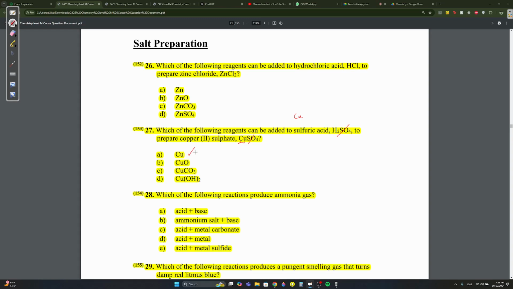Acid plus metal would be correct, so people would choose this. But we have an exception for the acid plus metal. Cu and Ag cannot be alone, okay? So, Cu is wrong, but metal oxide, metal carbonate, metal hydroxide, all correct. So again, this one should be BCD, right? Yes.